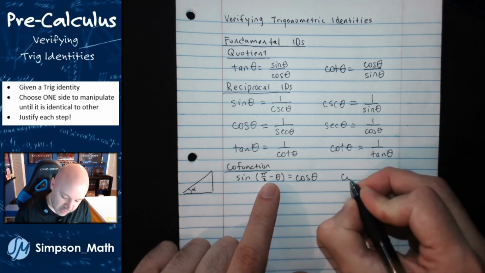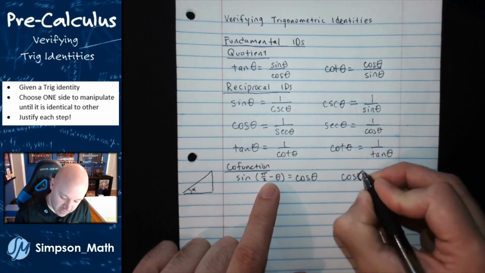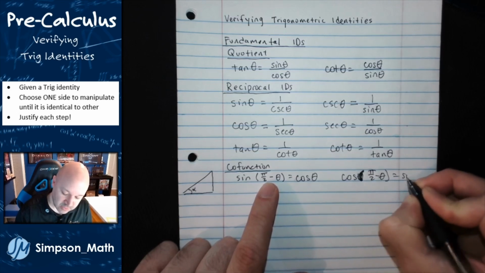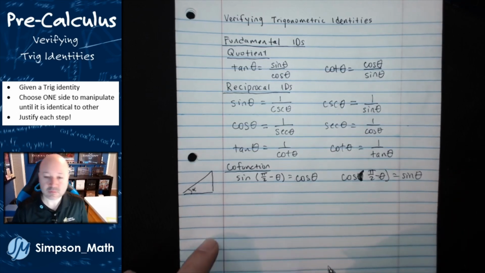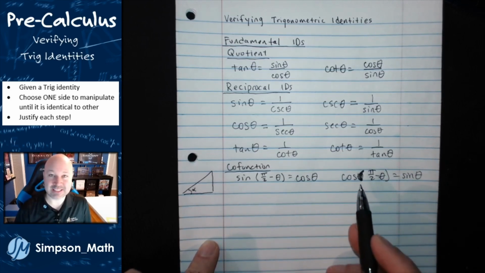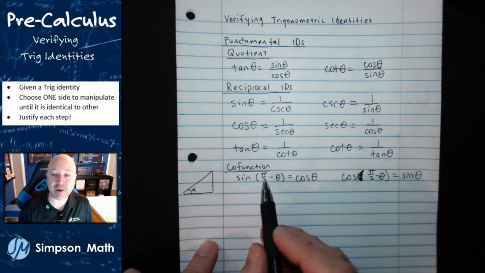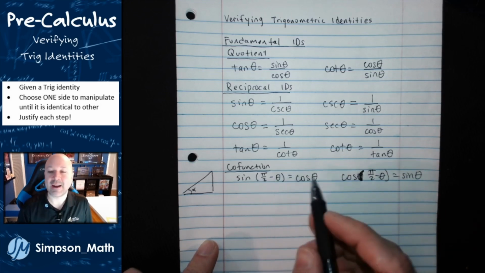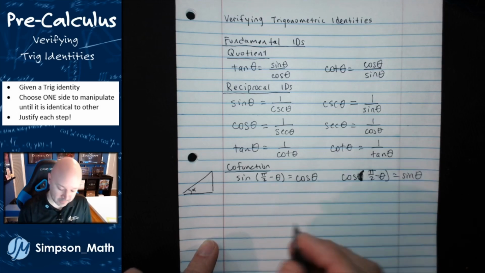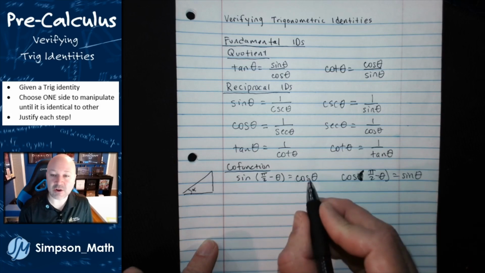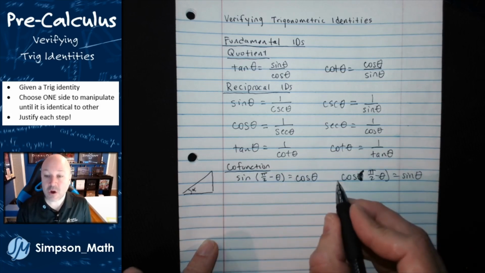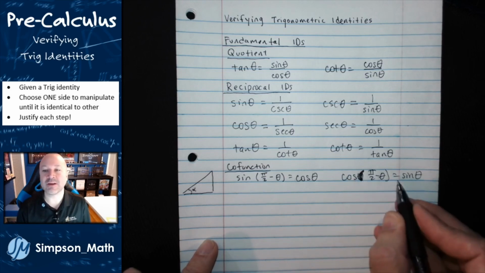All right, and it works both ways. Cosine of pi halves minus theta is equal to sine. It works on the unit circle, it works on triangles. The graphs are identical. If I were to graph sine of pi halves minus theta and graph cosine on the same Cartesian plane, they are identical. They are the same thing. Sine and cosine are cofunctions. Cosine is the cofunction for sine.